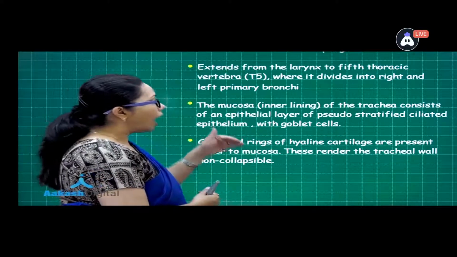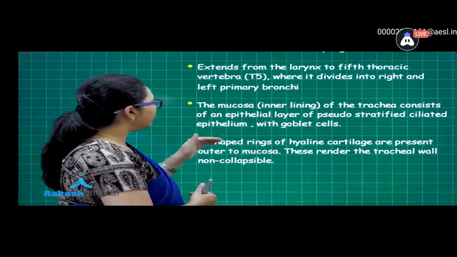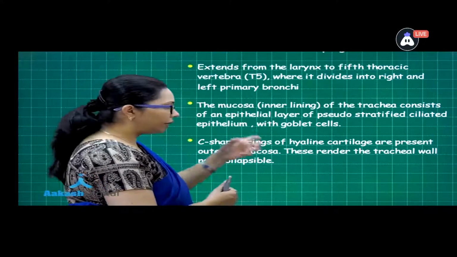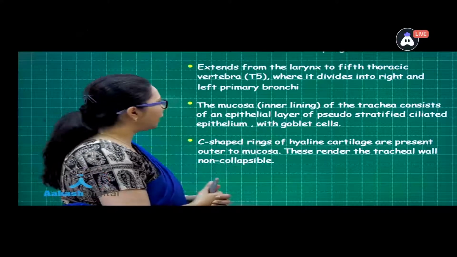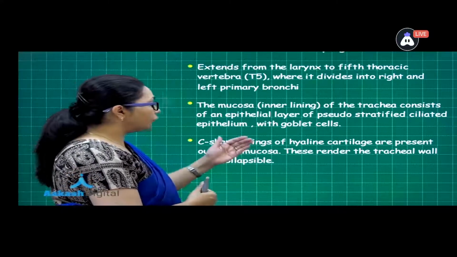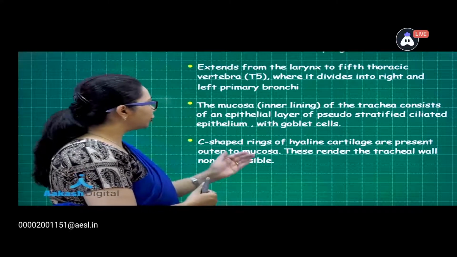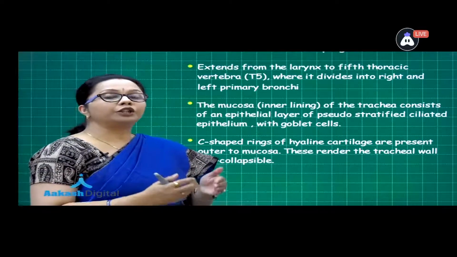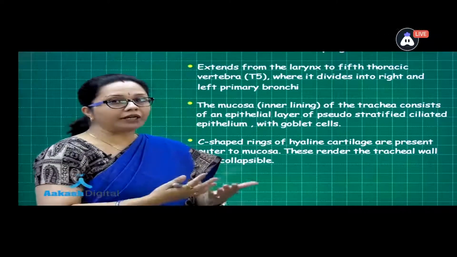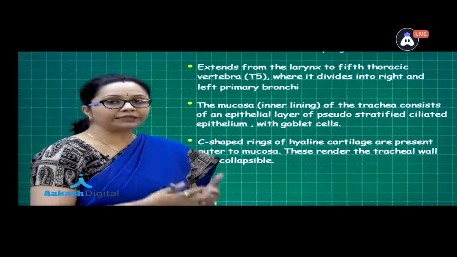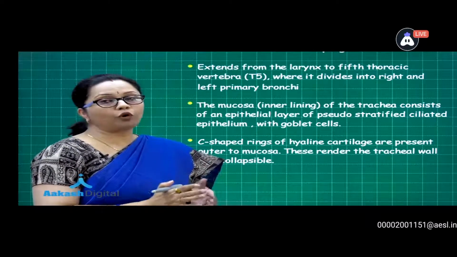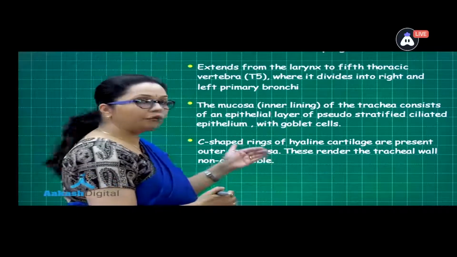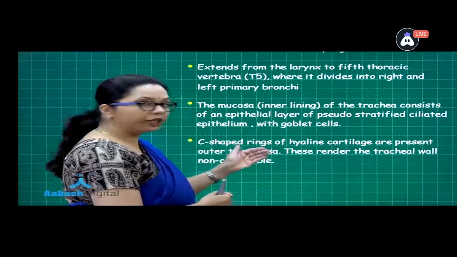And outer to this epithelium there are C-shaped rings which are made up of hyaline cartilage, and because of these rings the tracheal wall is non-collapsible. That means when air we are exhaling out, the air pressure is less, then also the tracheal wall will remain intact. It will not collapse, and this is one very important part which maintains the structure.